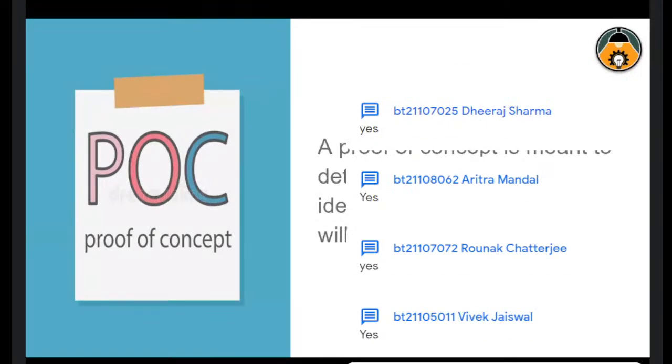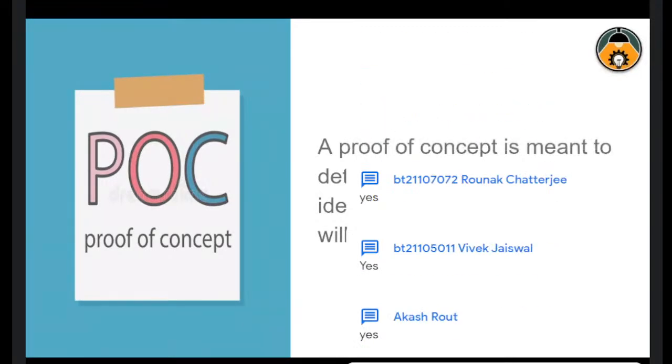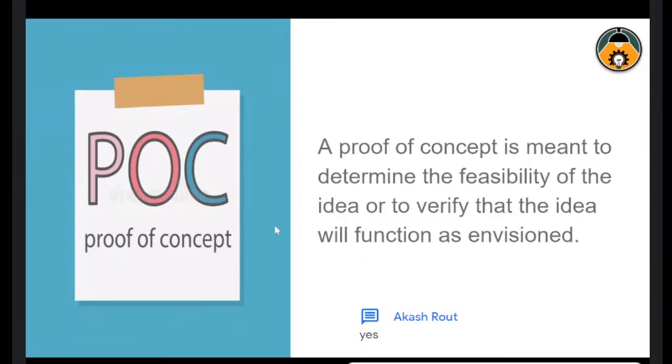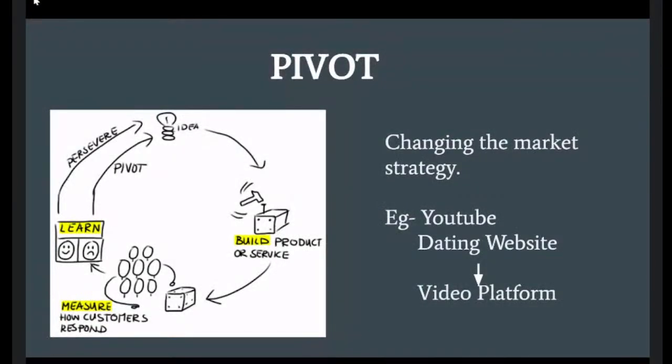Okay. Moving further, the next point we have is pivot. A pivot is basically a shift in business strategy, which is applied for testing out a new approach after receiving some feedback from the users. We'll be taking the example of YouTube to understand this term. How many of you actually know that YouTube didn't start as a video sharing platform?